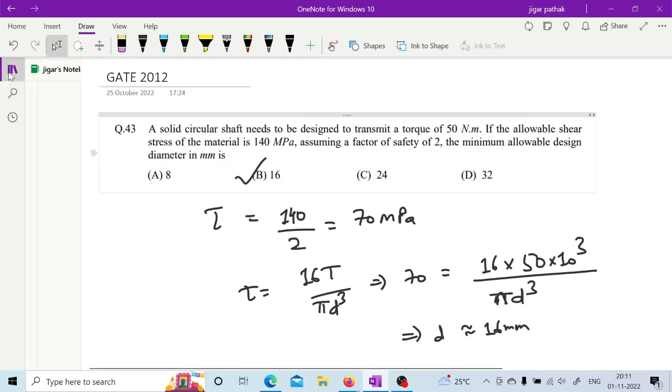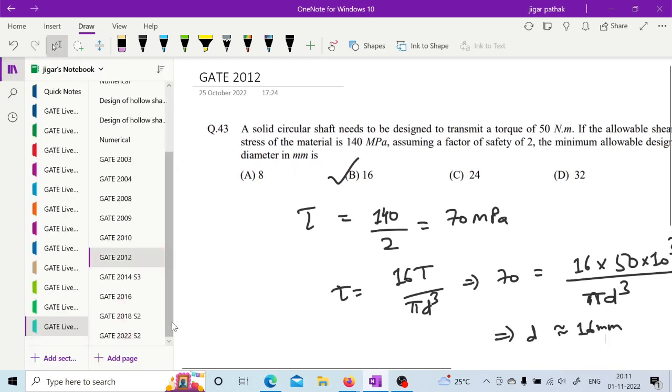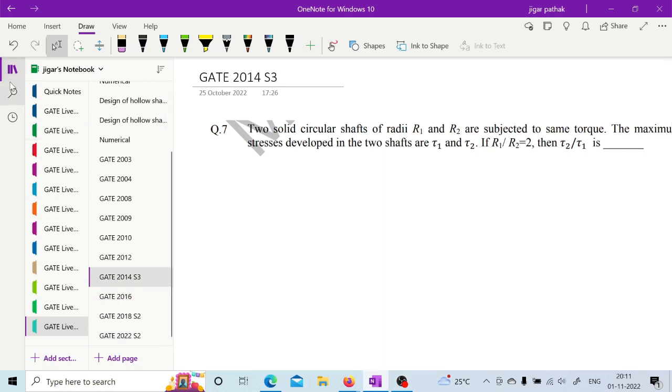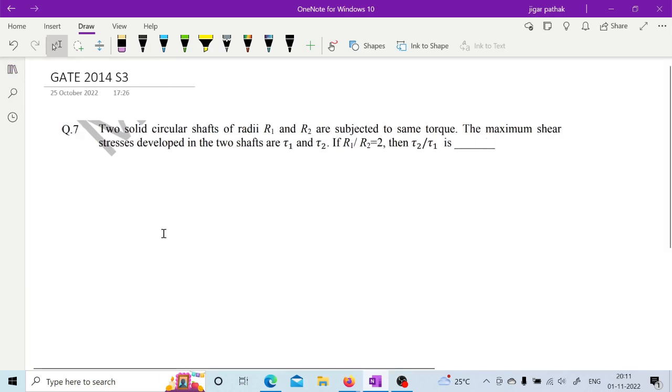Okay, so now let us go to the next one, that is 2014 S3. It is also simple. Two solid circular shafts of radius r1 and r2 are subjected to the same torque. The maximum shear stresses developed in the two shafts are tau 1 and tau 2. If r1 by r2 is 2, then tau 2 by tau 1. Can you tell me? You are getting the inverse. 8. Yes, 8 is the correct answer, right?